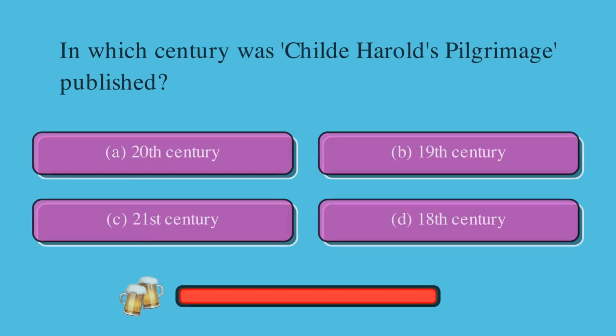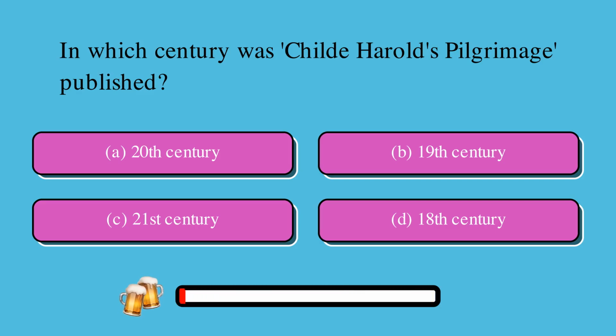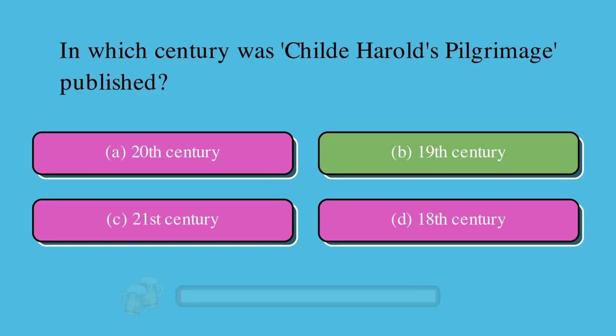In which century was Childe Harold's Pilgrimage published? Is it A, 20th century, B, 19th century, C, 21st century, or D, 18th century? The correct answer is B, 19th century.